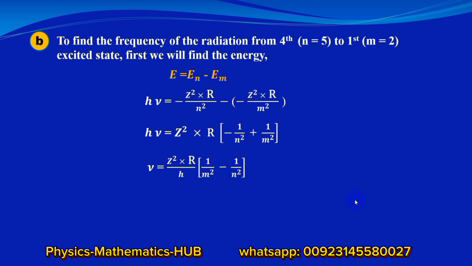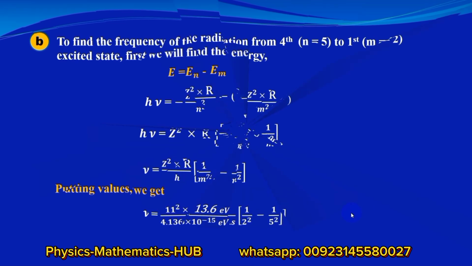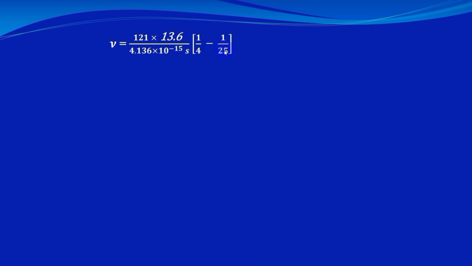Plugging all the values in the above equation, we get 11 square multiplied by r, which is 13.6 electron volt, divided by Planck constant, which is 4.136 multiplied by 10 to the power minus 15 electron volt seconds. 1 over m square is equal to 1 over 2 square minus 1 over 5 square. We get 121 multiplied by 13.6 divided by the Planck constant into 1 over 2 square. We get 4. 1 over 5 square, we get 25.